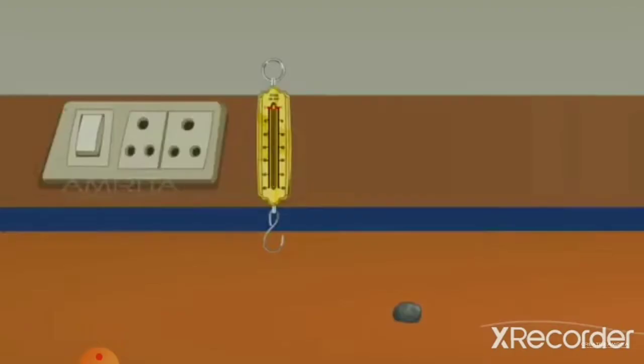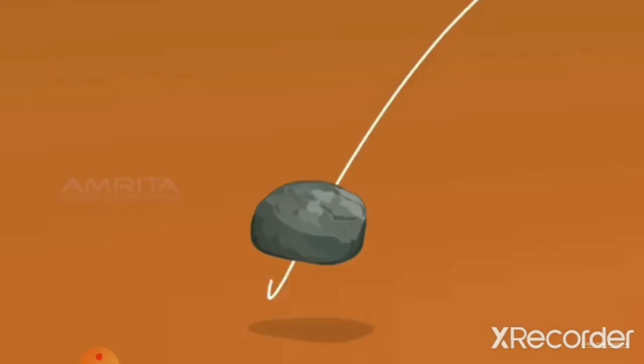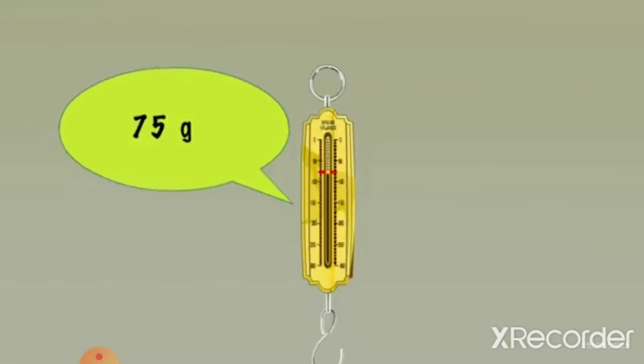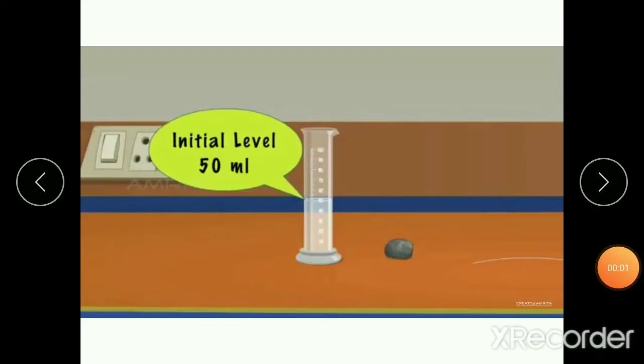First thing you have to do is measure the mass of the given solid, here you are taking a stone, using a common beam balance. So you will measure the mass and note it as M is equal to, okay. For example, the mass of the stone is 75 grams. You can measure the mass of a given solid using a common beam balance or a spring balance.